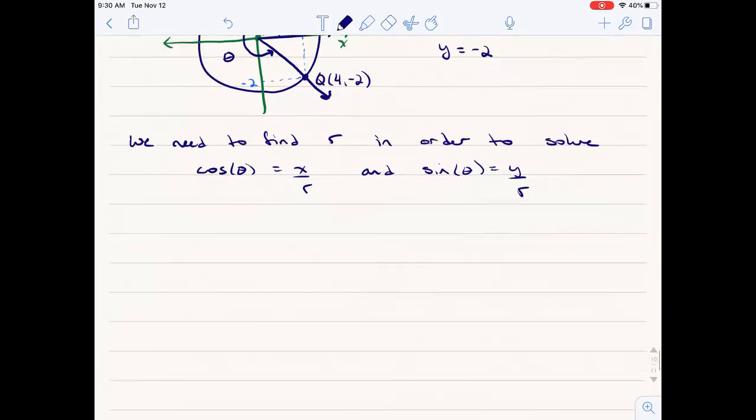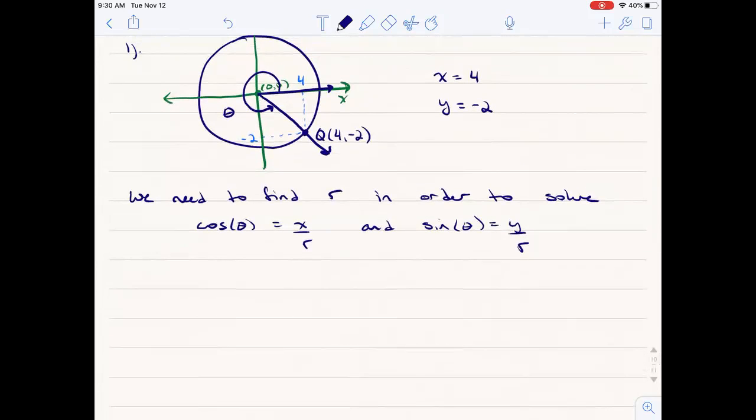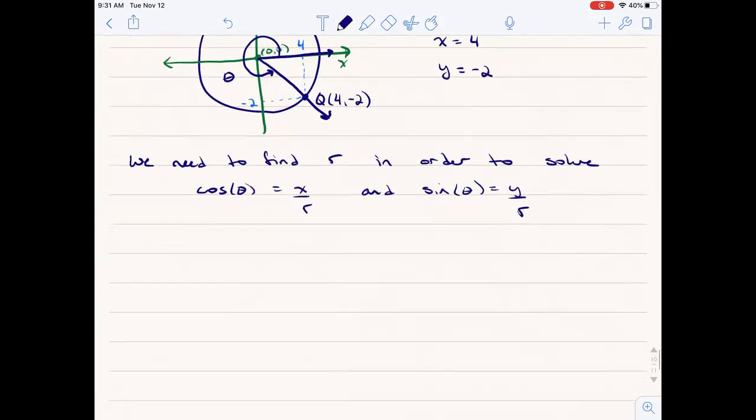So if we have to find r, we've got two right angles to choose from. If we've mapped it out like this, I could put my right angle here, or I can put my right angle here. Either way, I'm going to be able to use the Pythagorean theorem. And so to find r, in general, I know that x squared plus y squared is r squared.